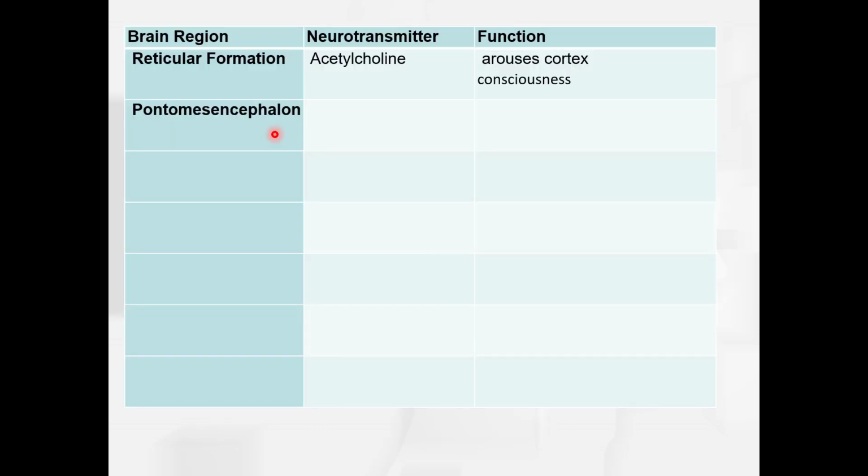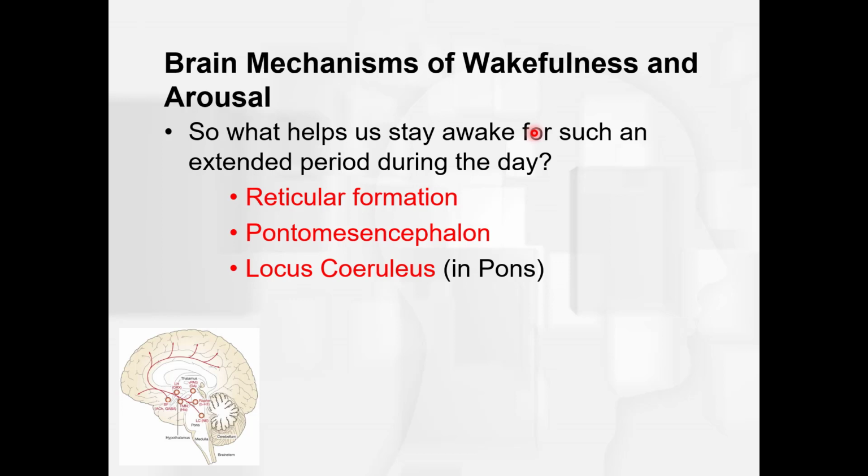All right, so the next thing to put into our table is the pontomesencephalon. And so what neurotransmitters did we say were involved? Acetylcholine also, like we saw in the reticular formation, and then glutamate. And the function is to arouse the cortex. So again, it has those projections to the hypothalamus, thalamus, and basal forebrain, and from there, those projections then arouse the cortex. The next area we're going to talk about is the locus coeruleus, which is in the pons.